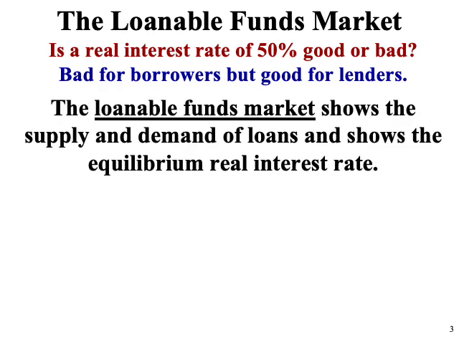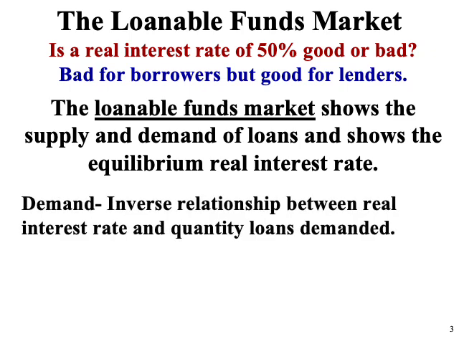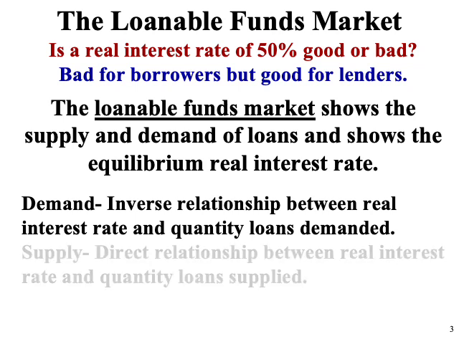Okay. When we look at the loanable funds market, it's going to show the supply and demand of loans and show the equilibrium real interest rate. This is a regular functioning market where thousands and thousands and even millions of people are coming together. So it's going to be good old-fashioned supply and demand. The law of demand is going to hold where there's an inverse relationship between the real interest rate and the quantity of loans demanded. When the real interest rate is really high, borrowers do not want to take out that many loans because they're expensive. On the other hand, when the interest rate is really low, then borrowers want to take out more loans because the money is relatively cheap.